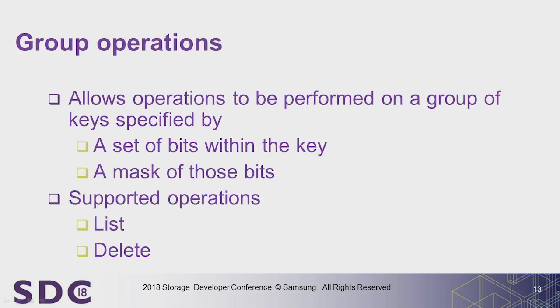So group operations, we have defined the group operations to allow operations to be performed on a group of keys. That group of keys is specified by a set of bits within the keys. They are high order bits only, so they start from the high order and go down. And we needed to pick an end of that, and we picked the high order end so that if you have variable keys, it's always the same set of bits. It's always the high order bits.